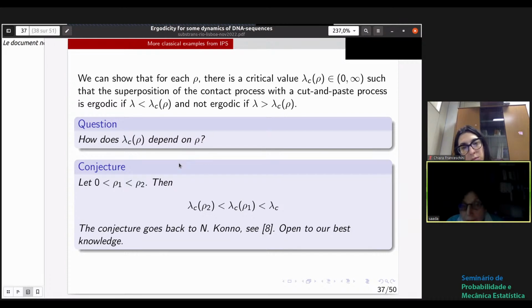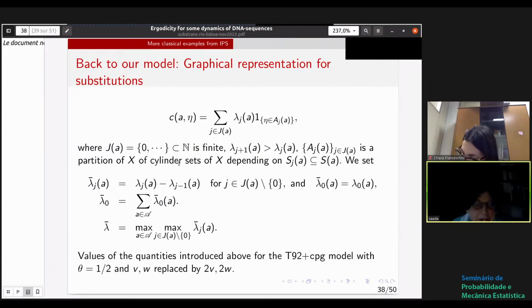And okay, and that's it. So if there is some more time, I could explain to you the graphical representation for duality.